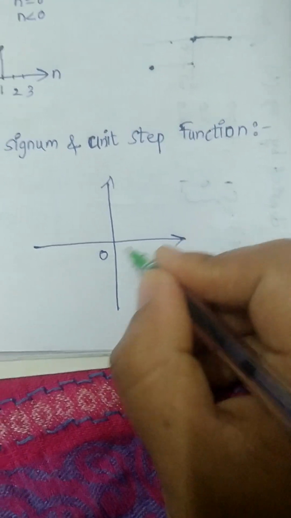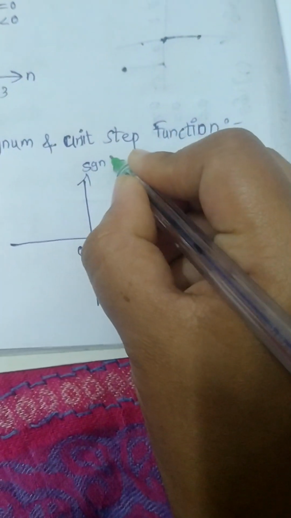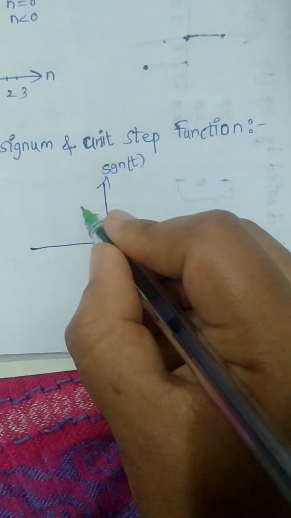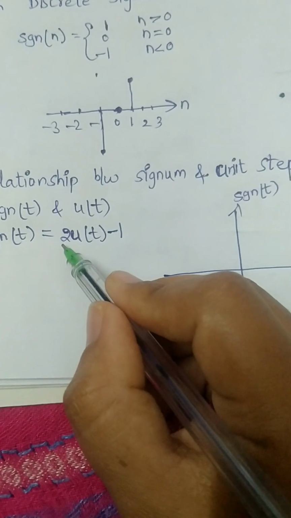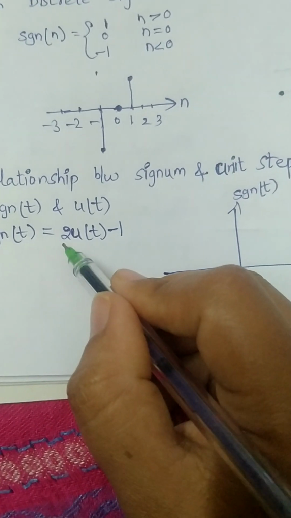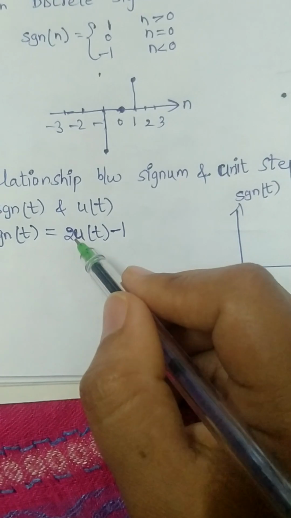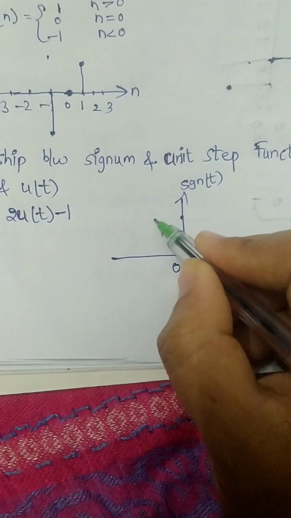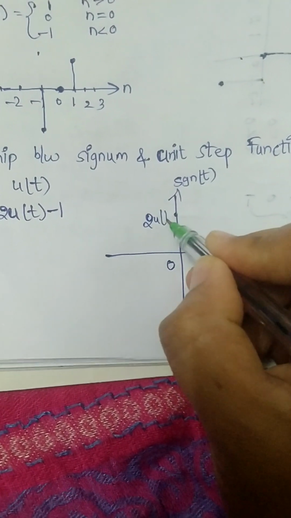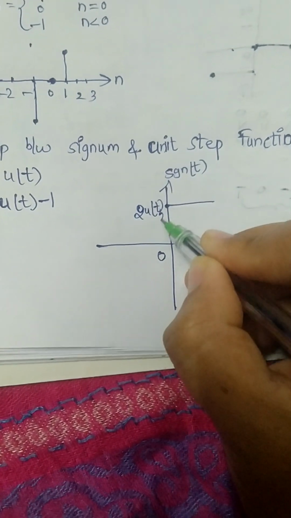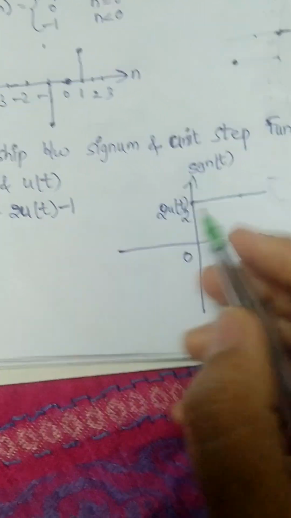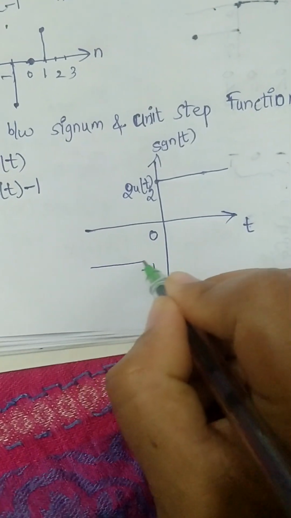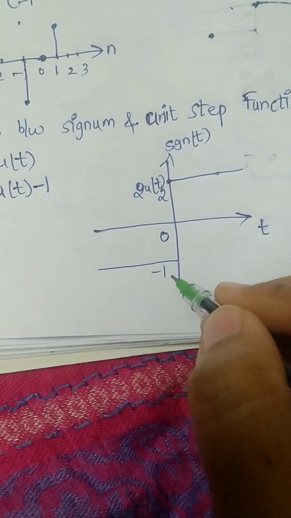This is the positive terminal and this is the negative terminal, right? T, this is the Sgn of t. Here u of t, 2u of t. These are the positive values, and we are giving 2, 1, 2, 3 and so on. Here 2u of t is in the positive terminal. Then in the negative terminal the value will be minus 1.